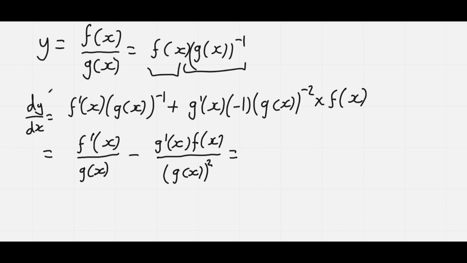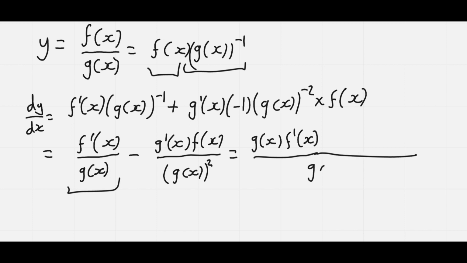Now, if I want to actually make it so these functions can talk to each other, if you like, we need the same denominator. So I'm going to times this first one by g of x. So get g of x, f prime of x, over g of x squared. And I'm actually going to just write this as one fraction. So we're going to get g of x squared, like so, and just adding the numerator of the other.